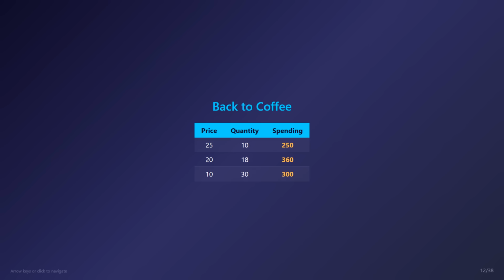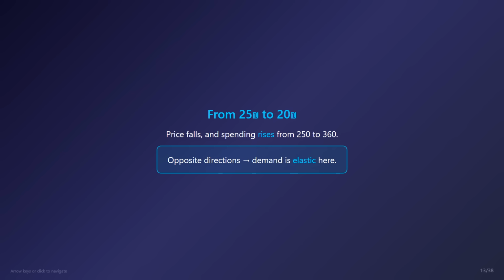Let's apply this to our coffee numbers. At 25 shekels, 10 packs, spending $250. At 20 shekels, 18 packs, spending $360. At 10 shekels, 30 packs, spending $300. Look at the move from 25 shekels to 20. The price falls, and spending rises, from $250 to $360. Price and spending move in opposite directions, so demand is elastic over this upper range.